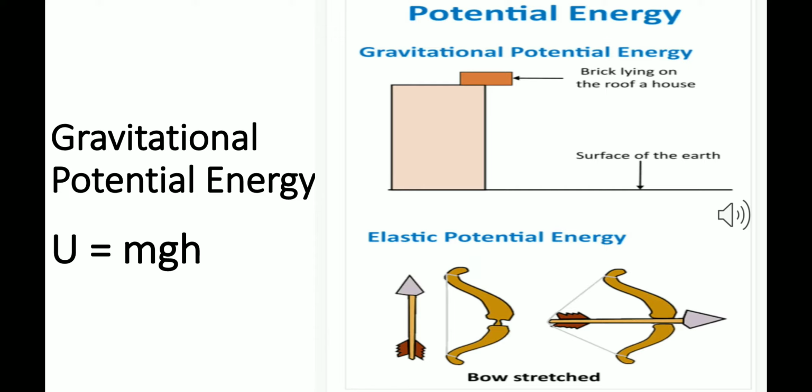position. And now in the second one, you can see there is a bow and the arrow has been kept over there and the bow has been stretched. So at this position, when the bow has been stretched, this bow has been deformed. That means the shape of the bow has been deformed because it is a non-rigid body. So, the energy possessed by the bow, because of its shape and size, is known as elastic potential energy. We will study this in detail in the next part of the chapter.